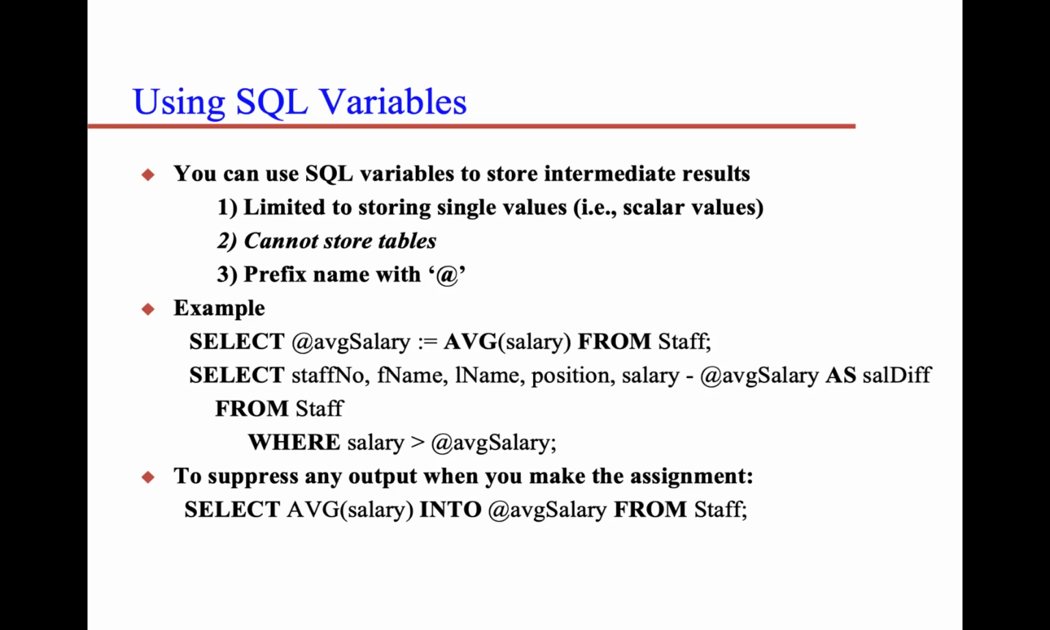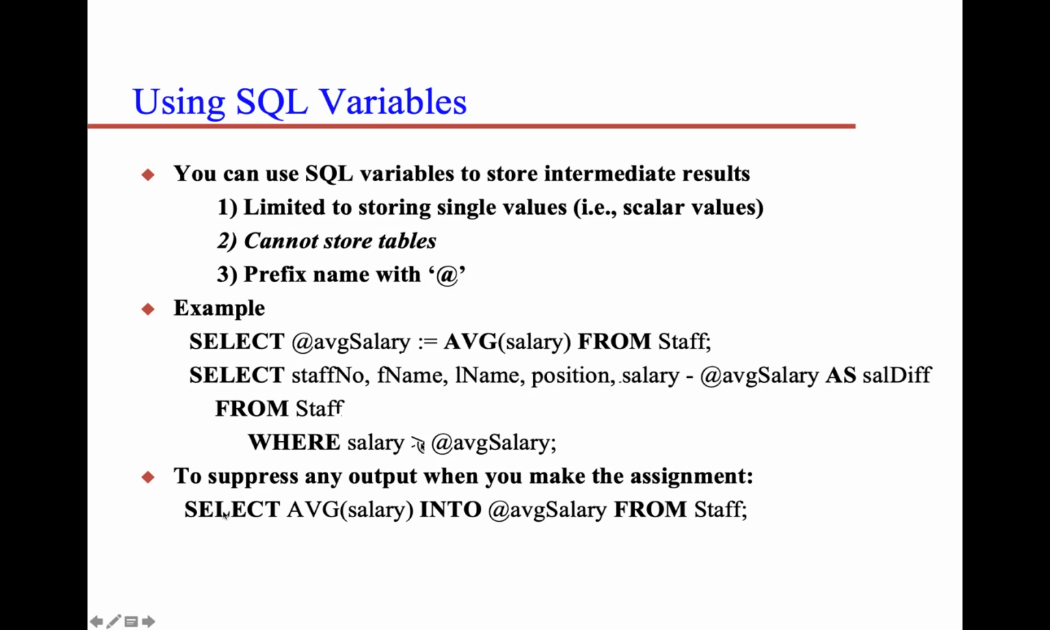Okay. So you can also use SQL variables to store intermediate results if you want. They can't store tables. They can only store scalar values, and you prefix the variables with an at sign. So for example, select @average_salary := average salary from staff. And now you could select those staff members where the salary is greater than @average_salary, and you could subtract @average_salary. So it might make the query a bit more readable. It shouldn't make it more efficient.